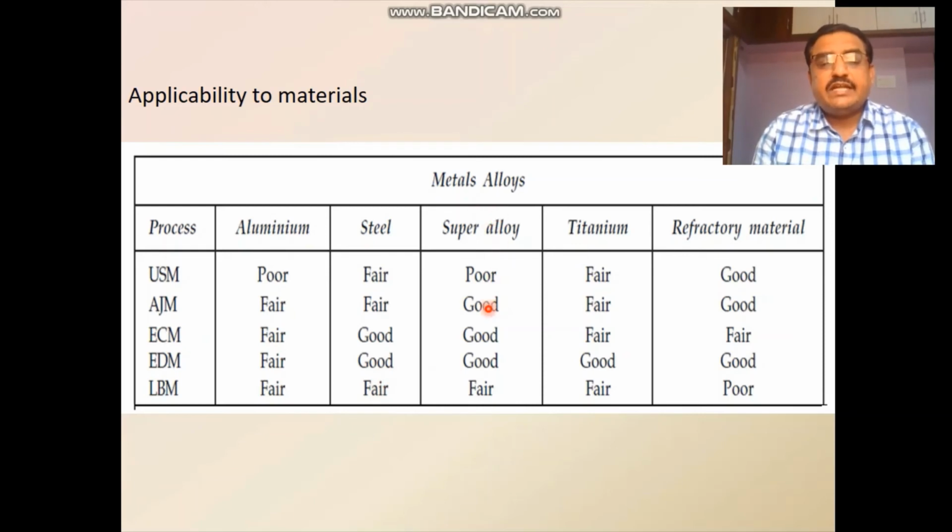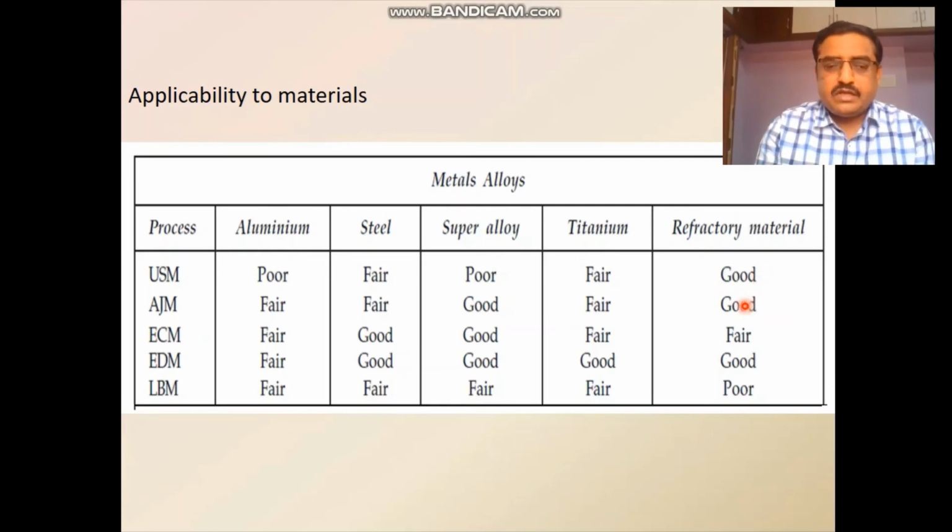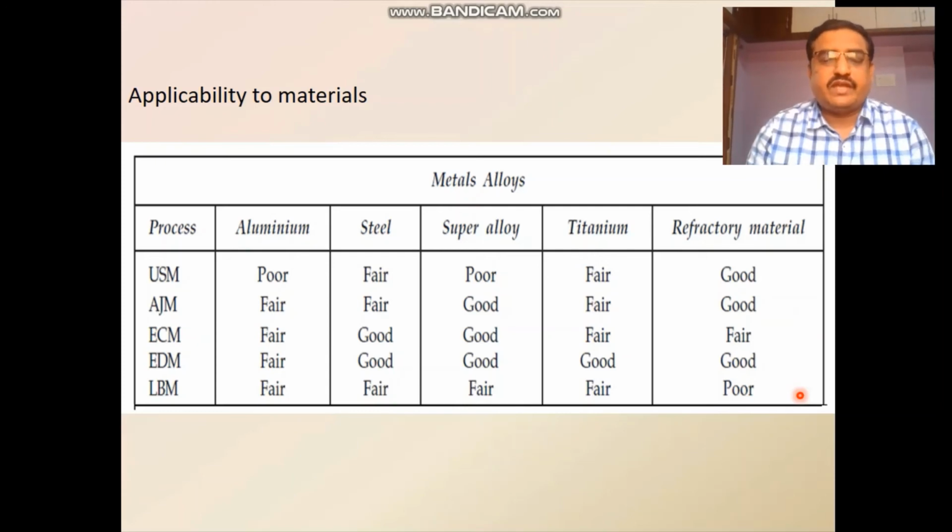Whereas superalloy is slightly brittle, so abrasive jet machining, ECM and EDM are good, whereas USM is poor and LBM is fair. Titanium, which is a very hard material, can be easily machined. Its machinability is good with the EDM process, whereas other processes are poor. Refractory material is obviously brittle, like glass or ceramic material, which are very reflective. USM, AJM and EDM are also good for machinability, others are poor or fair.